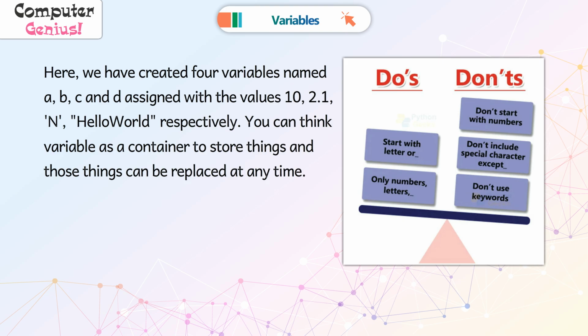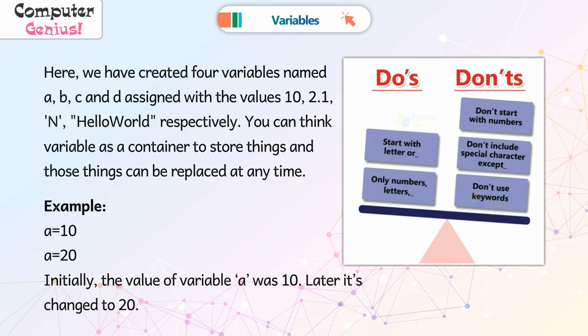at any time. Example: A = 10, A = 20. Initially, the value of variable A was 10, later it's changed to 20.